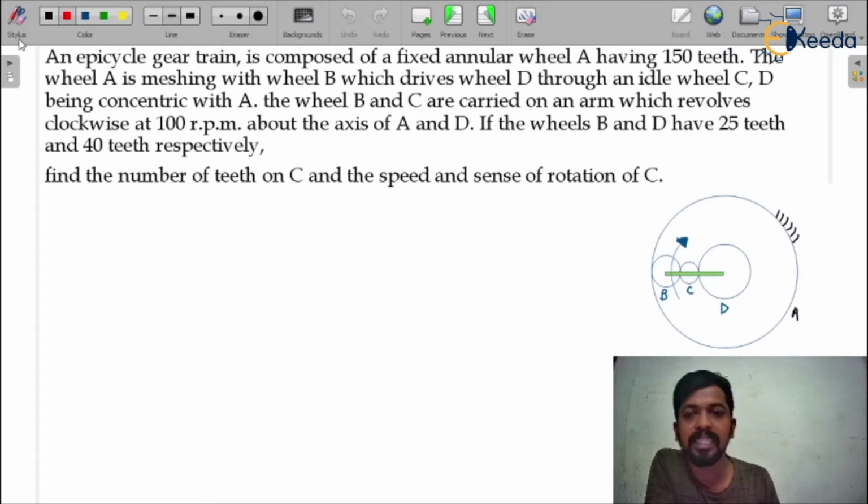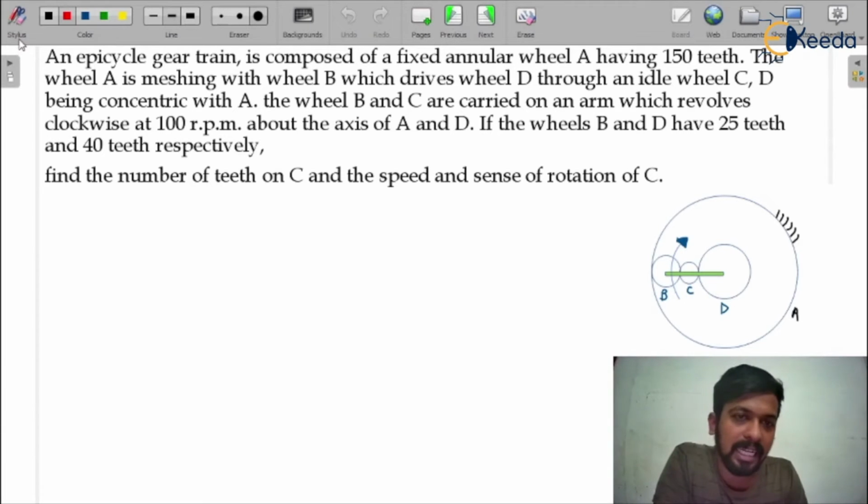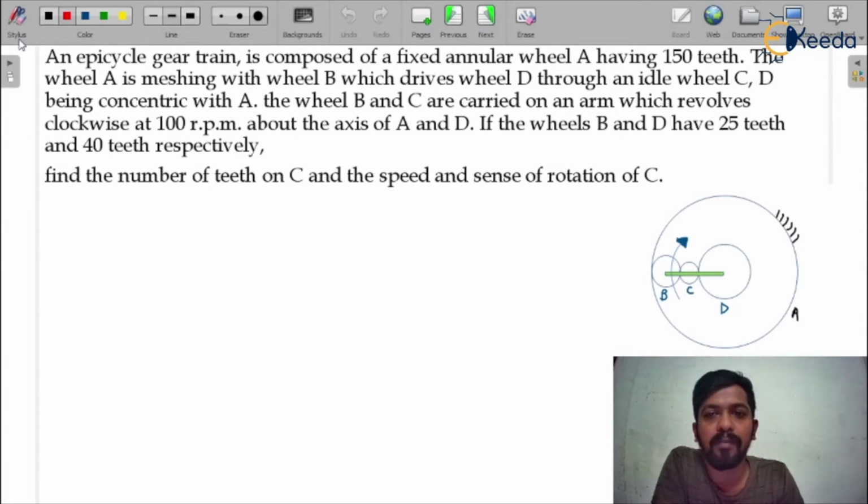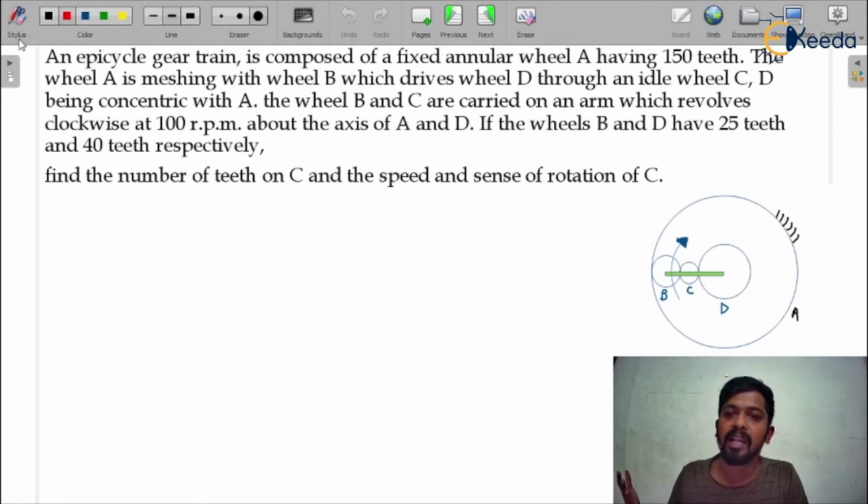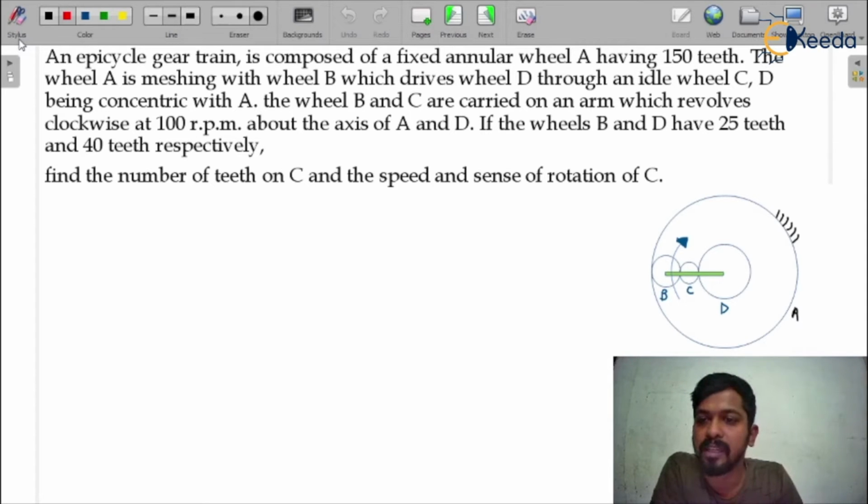Okay, so what is given in the question? First we need to read the question. An epicyclic gear train is composed of a fixed annular wheel. What is the meaning of the annular wheel? We all know that the annular wheel means this is a bigger wheel, the biggest wheel you can say in the gear train. And what is the meaning of the sun gear? If there is a sun gear, that means this is the smallest gear in the gear train. Okay, so the annular wheel having 150 teeth means it is having the maximum number of teeth because it is the biggest gear in the gear train.